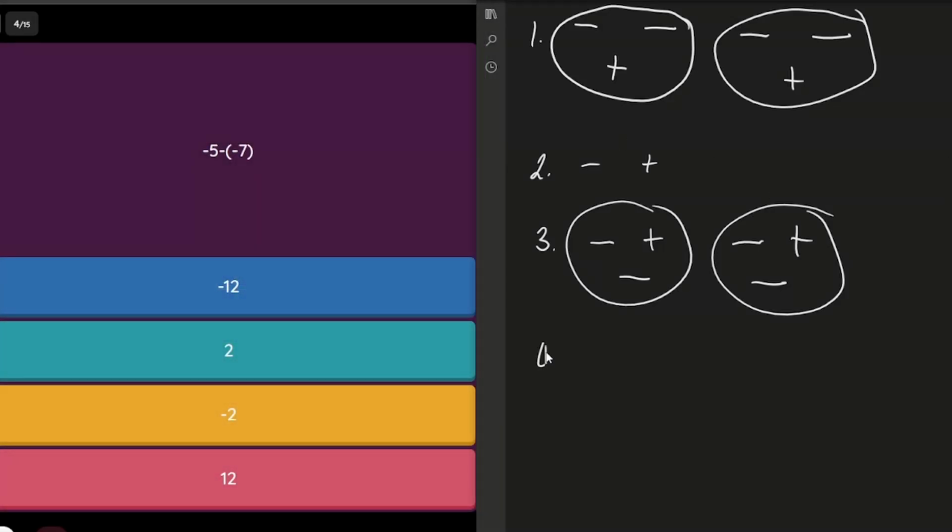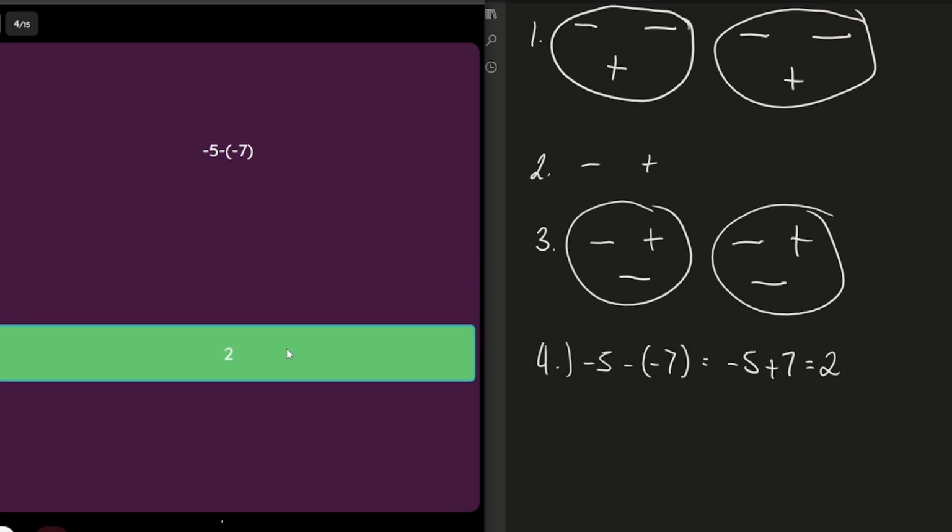Question number 4. We have -5 minus -7. We will take the additive inverse of the second. Since they have different signs, we would find the difference between 5 and 7. Between these two, 7 is the larger number, so we will use the sign of 7, which is positive. And the difference of 5 and 7 is 2, positive 2.